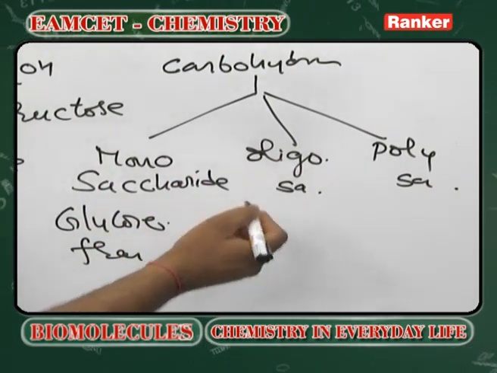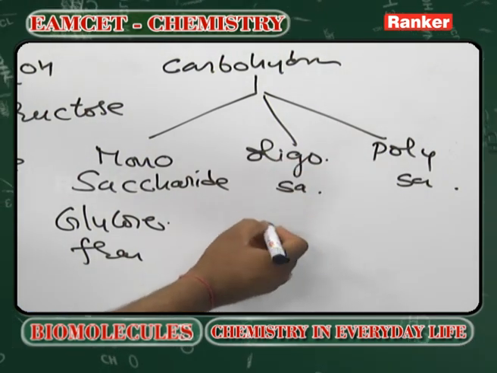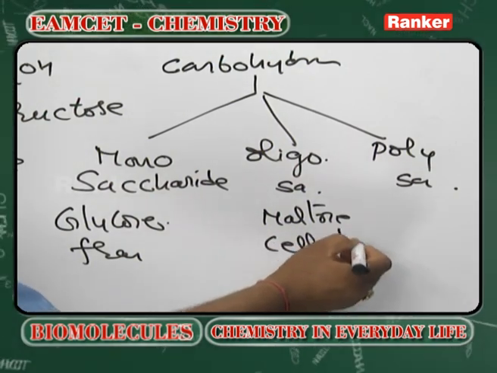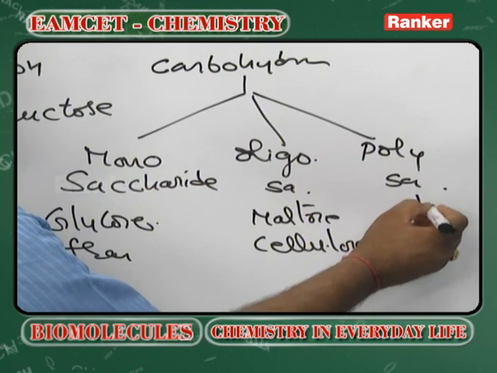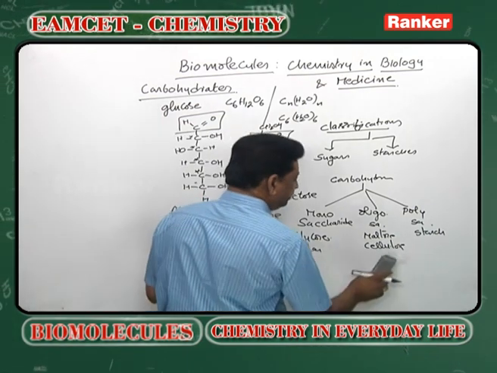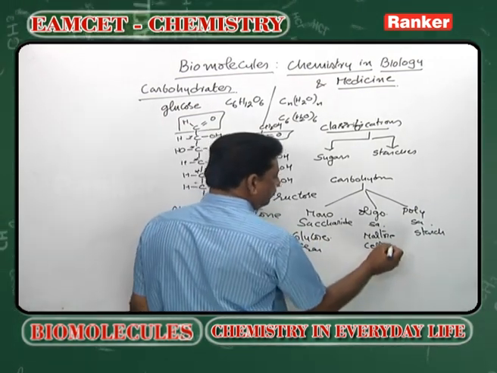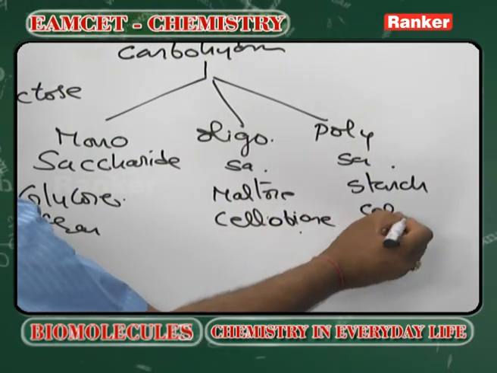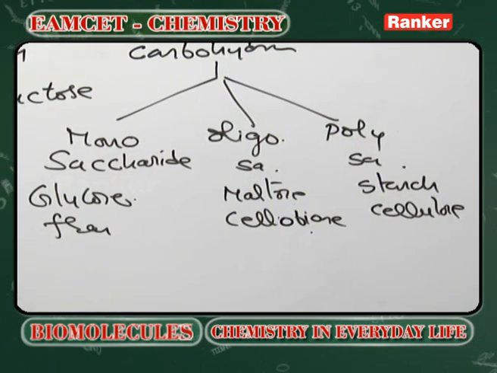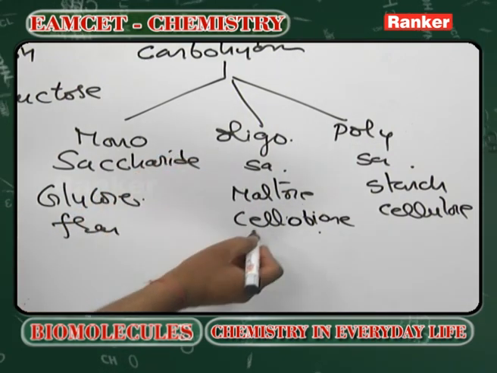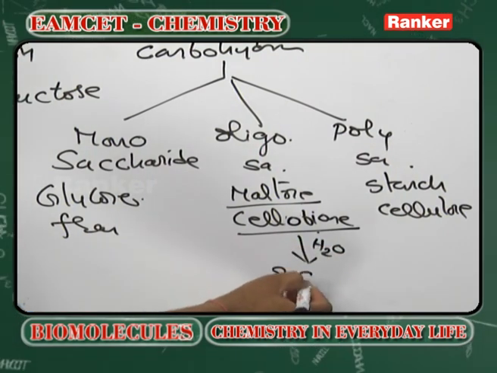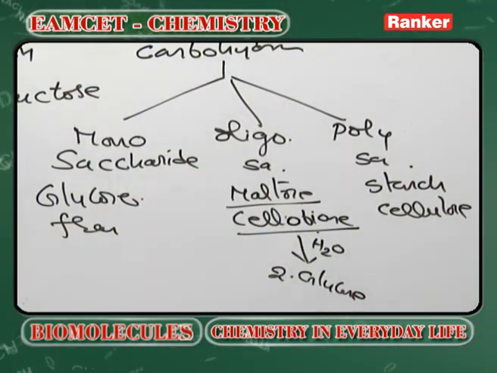Oligosaccharides are di, tri, tetra, up to 10 units, such as maltose, raffinose, and cellobiose. Cellobiose is the disaccharide, not cellulose. Cellulose is a polysaccharide, as is starch. When you hydrolyze a disaccharide like cellobiose or maltose, you will get 2 glucose units. That's why they are called disaccharides.